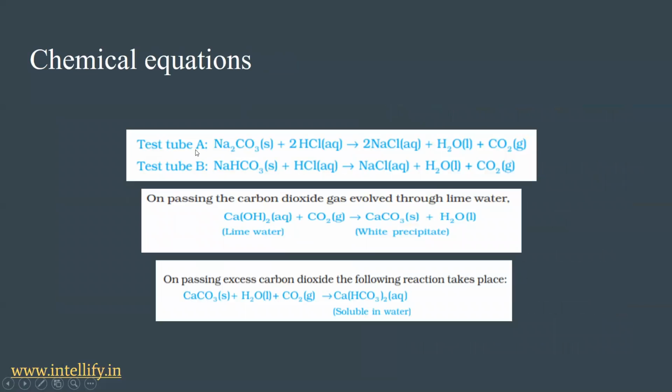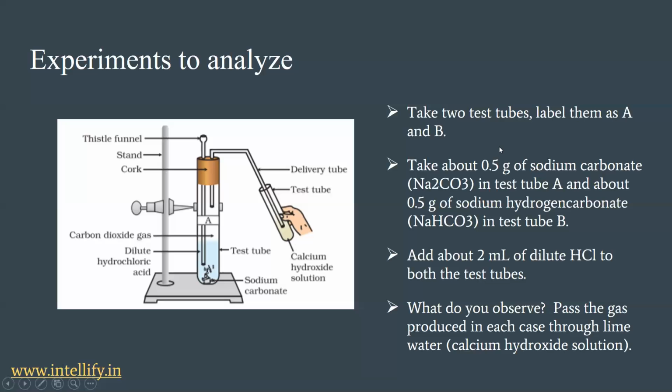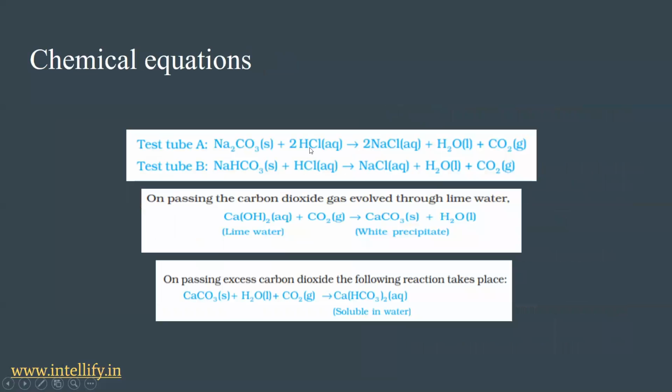What happens in test tube A? Na2CO3 plus hydrochloric acid will give you 2NaCl plus H2O plus carbon dioxide. That is, sodium carbonate plus hydrochloric acid will give you sodium chloride plus water plus carbon dioxide. Sodium hydrogen carbonate plus hydrochloric acid will give you sodium chloride plus water plus carbon dioxide.